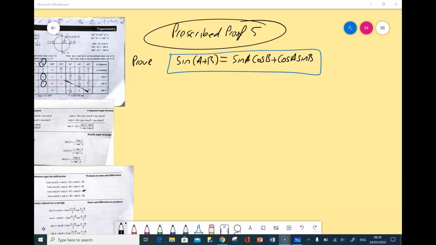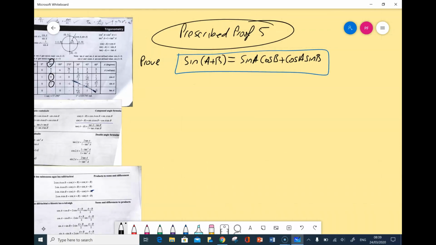Okay, prescribed 5, sine of A plus B equals sine A cos B plus cos A sine B. So in this one, for our proof, we start off by using cos of A minus B. So cos of A minus B is the formula we'll start with. So let's look that up.